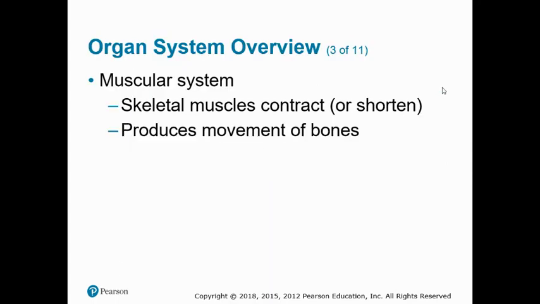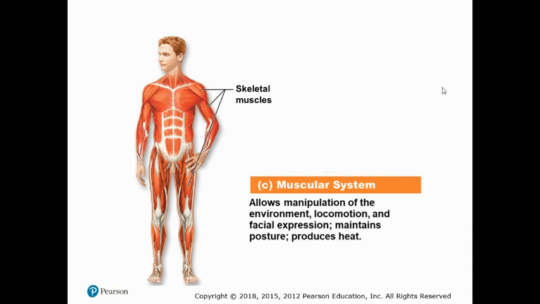The next body system is the muscular system. This includes skeletal muscles that contract, or in other words shorten, in order to help produce movement when they are attached to your bones. So here's an image of your skeletal muscles. It allows manipulation of the environment, locomotion or movement. It allows you to do facial expressions, maintain posture, and also produces heat when you exercise.